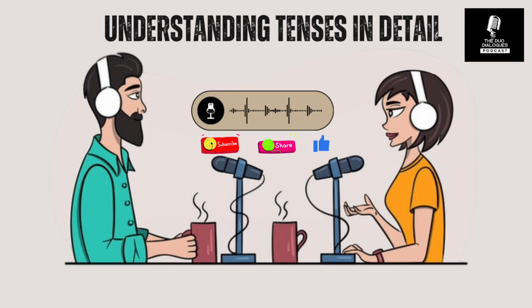Okay, so for you listening, here's a quick little challenge. Think about one thing you did yesterday. Use the simple past. Then think about your typical daily routine. Use the simple present. And finally, what's one thing you're planning for next weekend? Use going to. Try framing those in English.